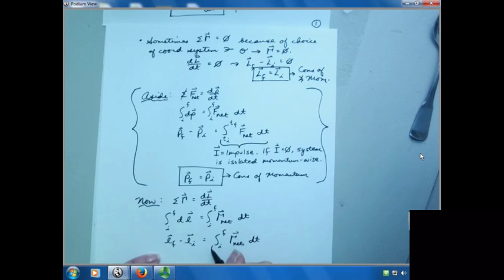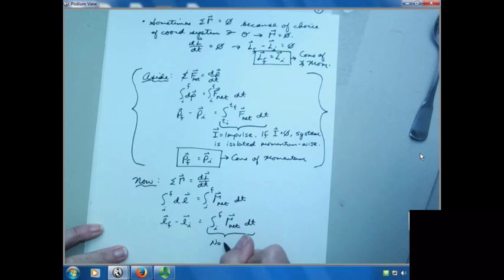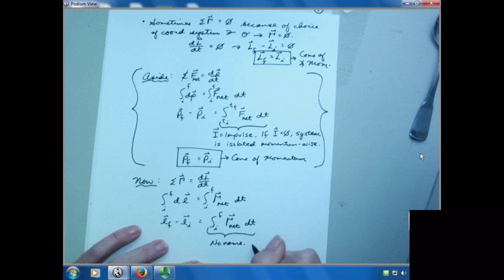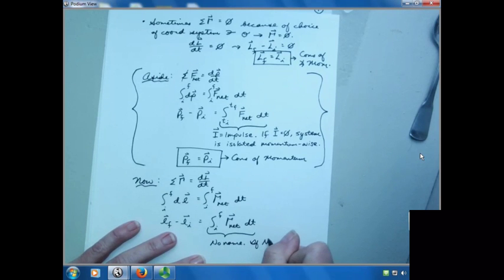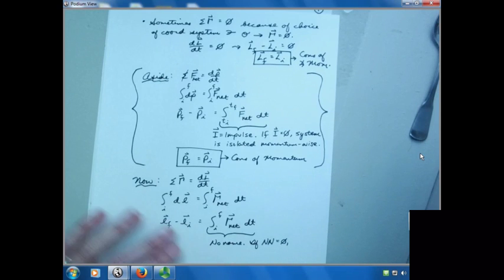And then again, I have this thing on the right-hand side of this equal sign. Does it warrant its own name? In this case, no, no name. But it is a special quantity, because if it is equal to 0, then the system is isolated angular momentum-wise.